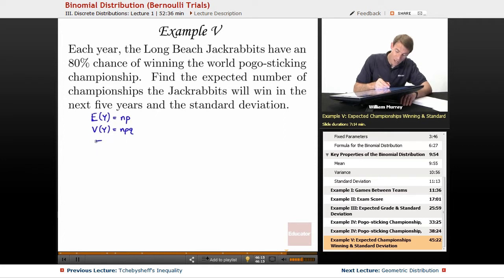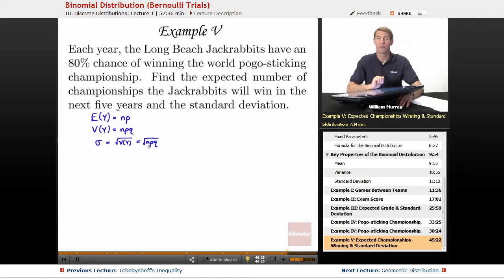And the standard deviation, which is always just the square root of the variance, so in this case, is the square root of npq. So we're going to calculate each one of those for this particular problem. N, remember, is the number of trials that we're running. In the previous example, we were running this over 7 years, but now we're just running it over 5 years. I'm getting that from right here. That's my n. N equals 5.